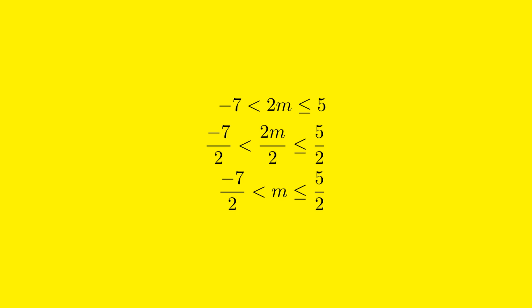To summarize, we divided each part of the inequality by 2 to isolate m. This rule of dividing each part by the same number ensures we maintain the inequality's balance and correctly adjust the comparison values. The inequality form of the solution is -7/2 < m ≤ 5/2. In interval notation, this is written as open interval -7/2, comma, 5/2 closed. This final step illustrates our goal of fully isolating the variable m, which we achieved by dividing each section of the inequality by 2 and simplifying the resulting fractions.